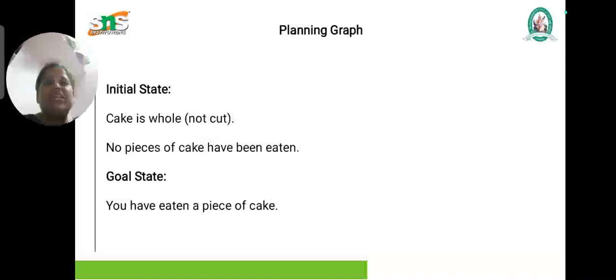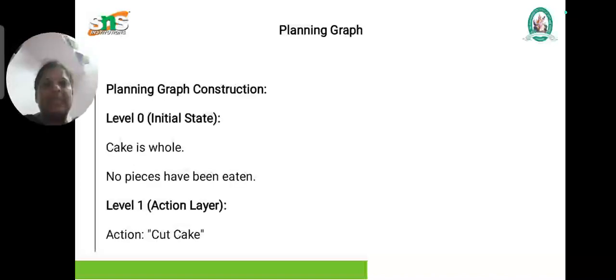So the initial state here is that the cake is full. It has not been cut. So no pieces of cake have been eaten in the initial state. What is the goal state here? It is that you have eaten a piece of cake. So this is the scenario, initial state and our goal state. The planning graph construction starts with the initial state, that is level 0. The cake is whole. So no pieces have been eaten.